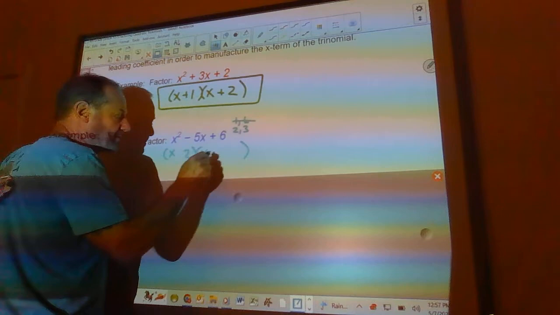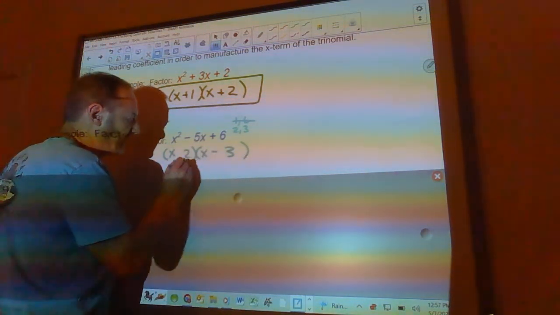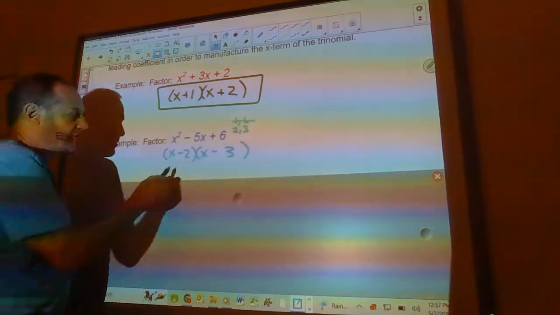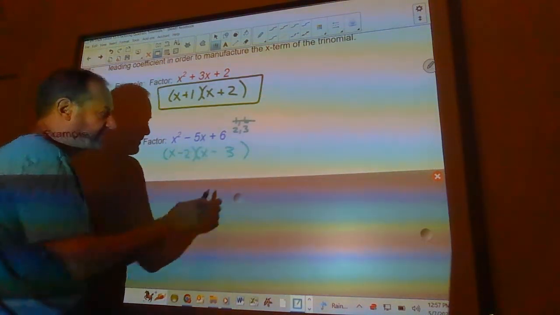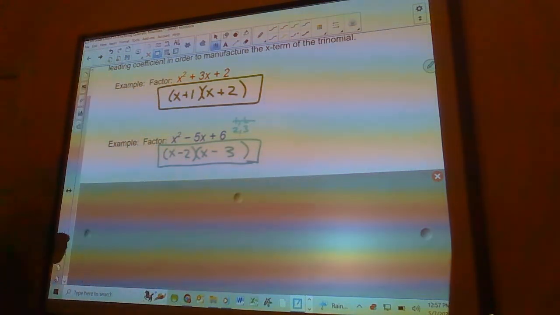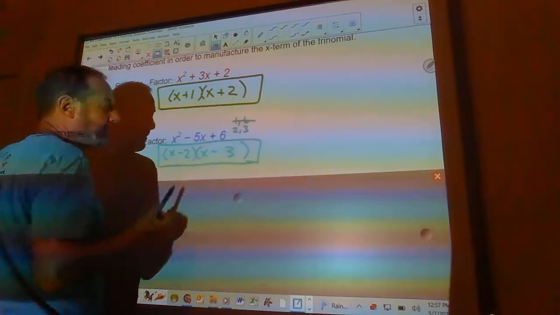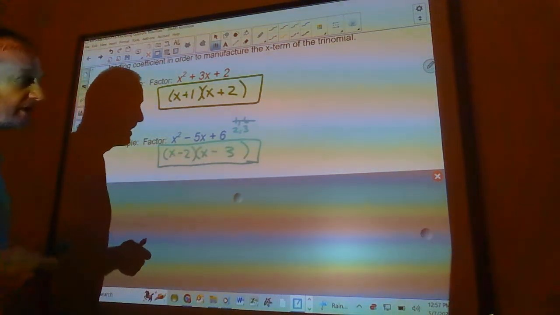I want 2 and 3. I need to make negative 5 from 2 and 3. That'd be negative 3 and negative 2. And now I check my sign: a negative times a negative is a positive. That's my winner right there. So you've got to watch out for those. Always check the sign. This doesn't happen a lot, but it does happen every once in a while, and you've got to be careful.